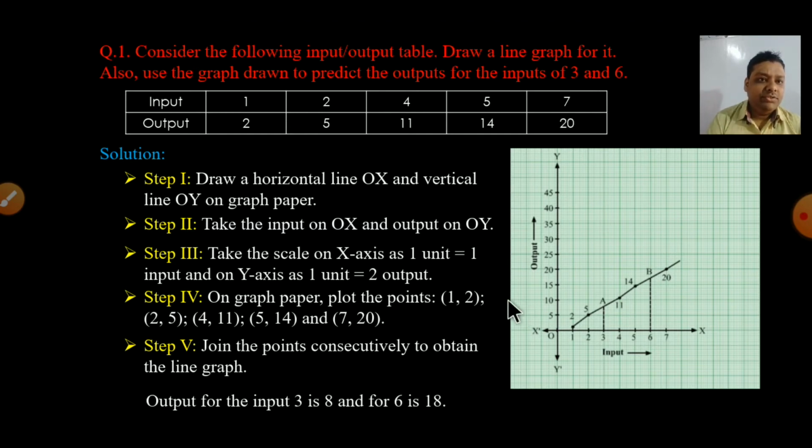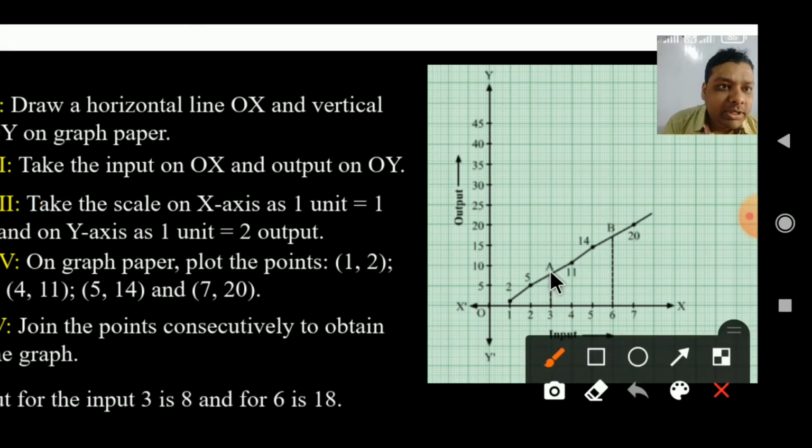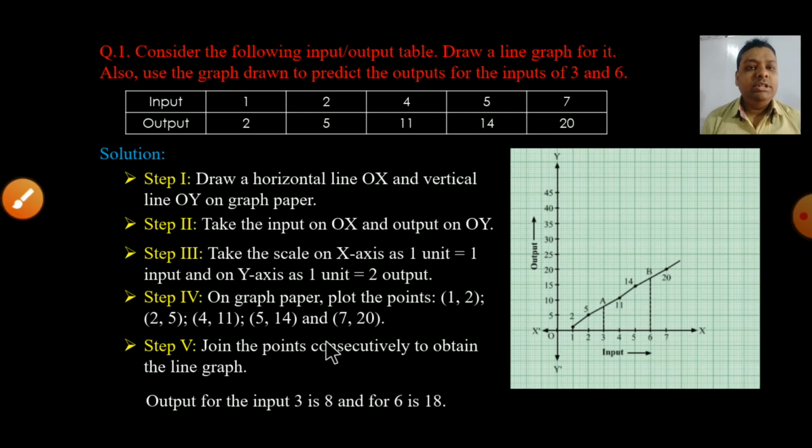If you draw this line, it comes to 8, and for 6 it comes to 18. If you look minutely, you can easily observe that on the y-axis the output for 3 is 8 and for 6 it is 18. Now students, let's move to the next question.